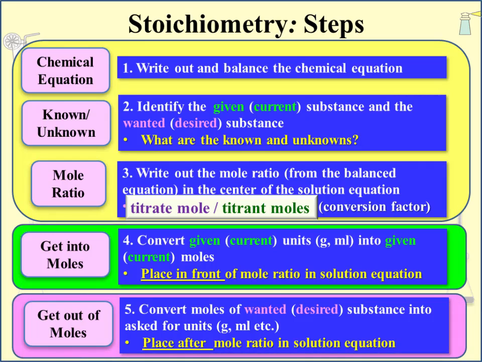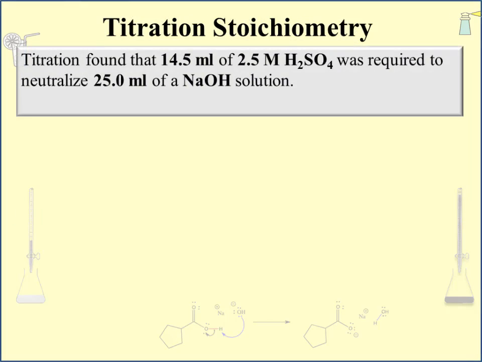Time for an application of the rules in a titration problem. Titration found that 14.5 ml of 2.5 molar sulfuric acid was required to neutralize 25.0 ml of a sodium hydroxide solution. From what the problem has told us so far, can we identify which compound is the titrant and which is the titrate? Well, the titrant is a known concentration and has a known volume added to the titrate, which has a known volume but an unknown concentration.